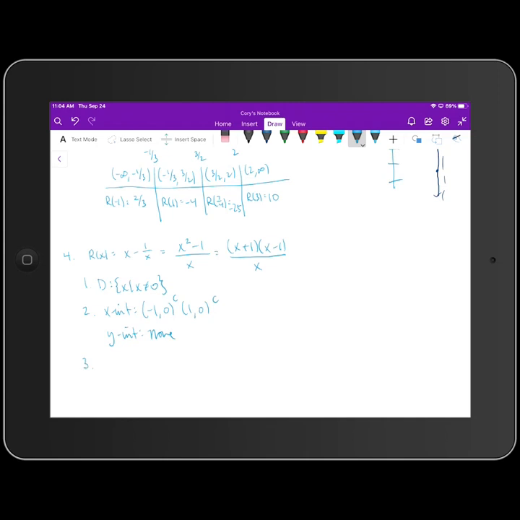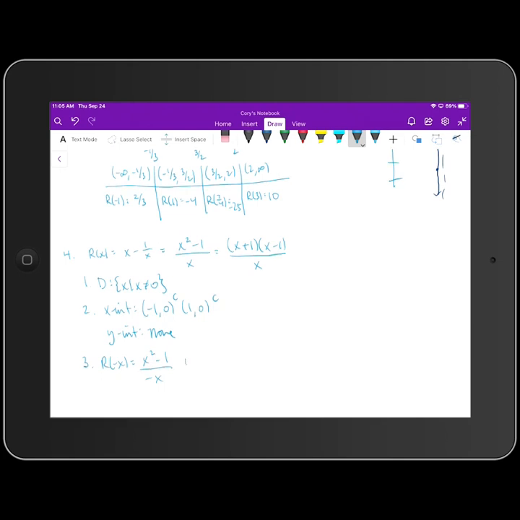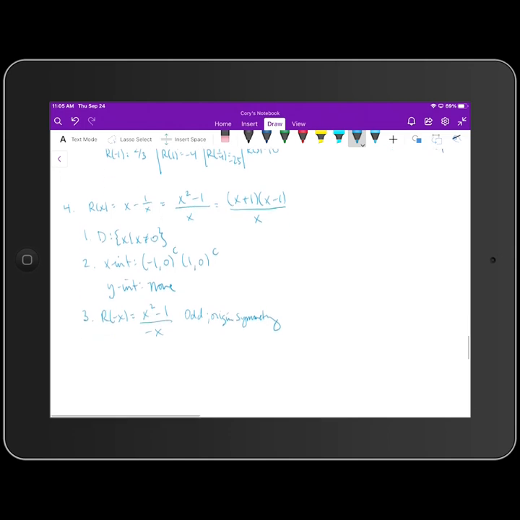Step 3 is to test for symmetry. So when we take r's value at negative x, that's going to be x squared minus 1 over negative x. So that gives us the opposite of our function, which means that the function here is odd, thereby having origin symmetry. Okay, so we need to be mindful of that whenever we make our table values. If we choose them wisely, we're going to get additional points on the graph of our function.